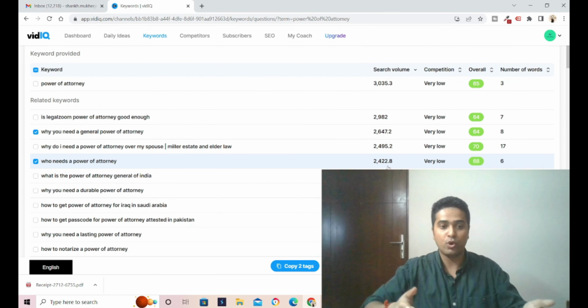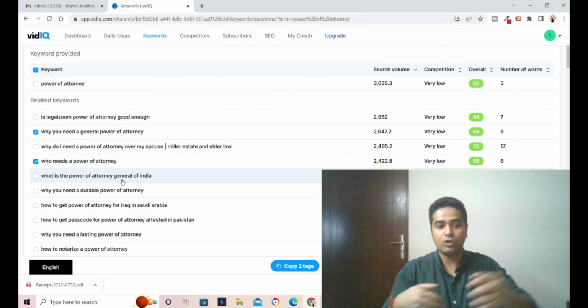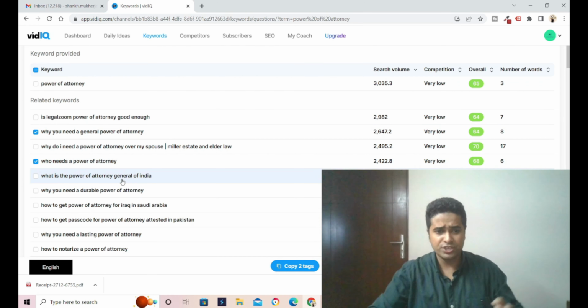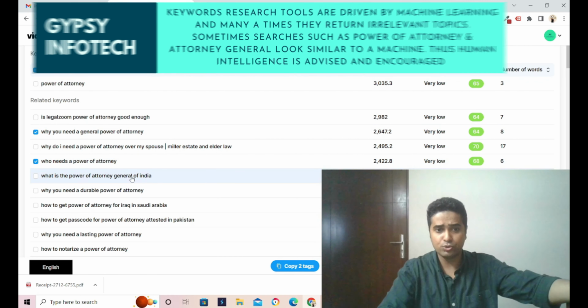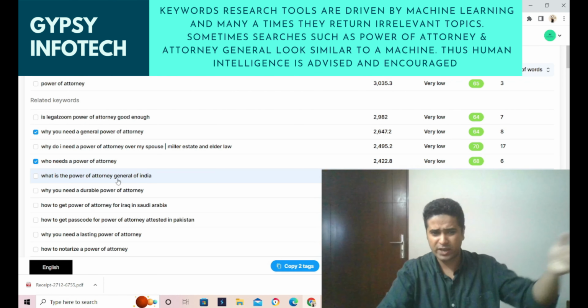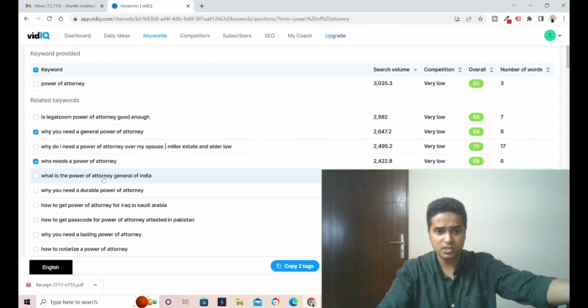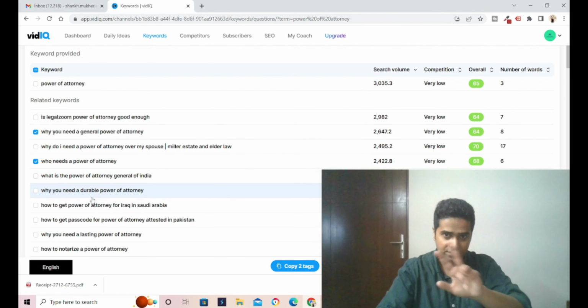Sounds great, right? So let's go ahead. What is the power of Attorney General of India? Now, this is again, they're talking about Attorney General of India. As you know, Attorney General is a different position. It's a constitutional position stipulated by the Constitution of India. So I don't think this is pertinent for the purposes of our discussion. This is power of attorney. This is Attorney General of India. So different kinds of searches.